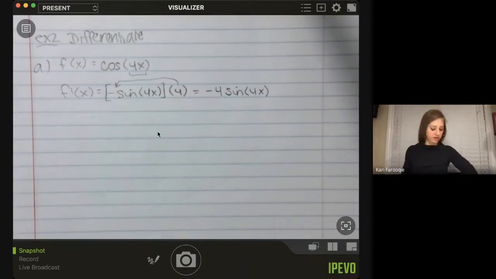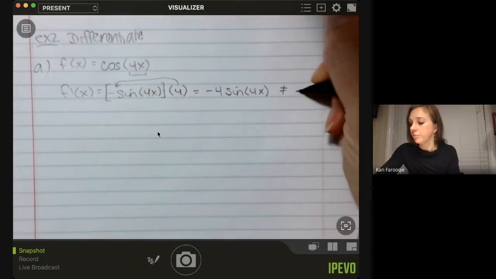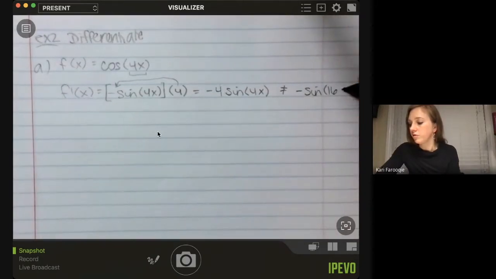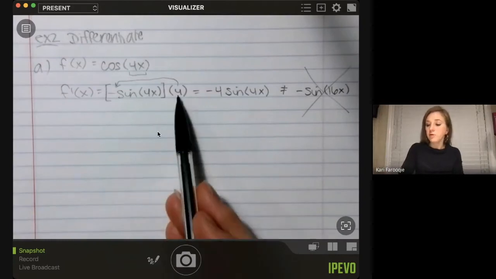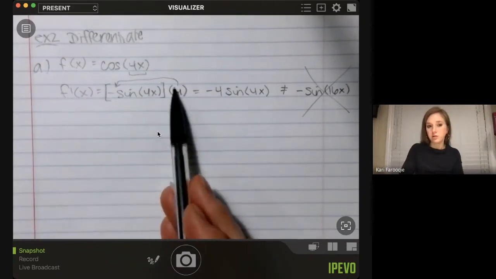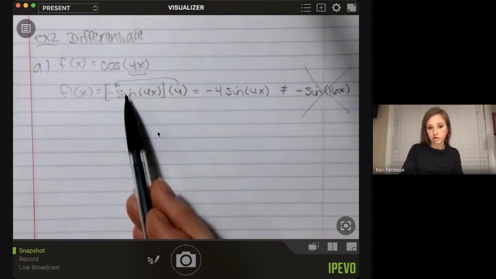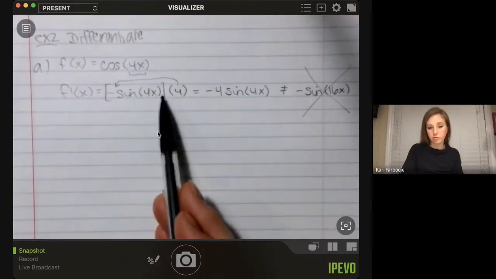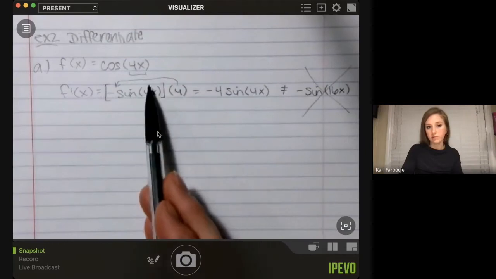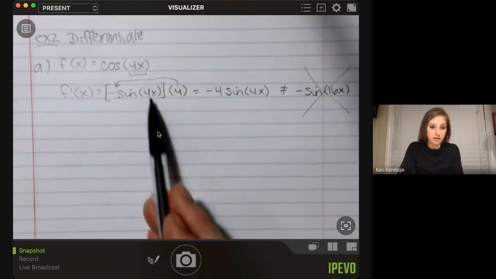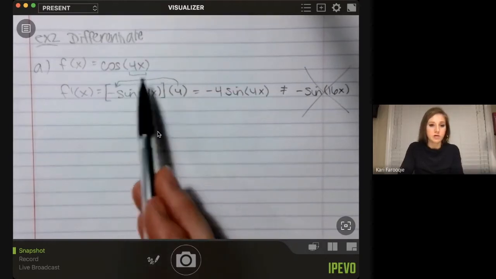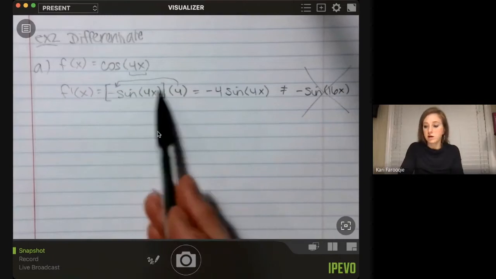Let me tell you what it does not equal. Negative sine 16x. Don't do that. Not the same thing. You're not multiplying the derivative by the angle, you're multiplying it by the trig function itself. So don't multiply here. I see students do that all the time. They just take the derivative. I'm glad they're using the chain rule, but then they simplify it wrong. So the 4 gets multiplied in front, not into the angle.